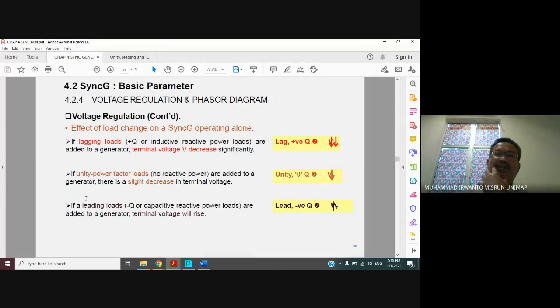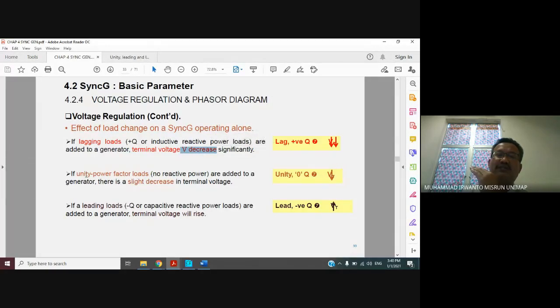Okay, and then the condition of the voltage regulation. If lagging load, lagging meaning the type of the load is inductive. Lagging means the terminal voltage is lower than the internal generated voltage. That is the condition for the terminal voltage.